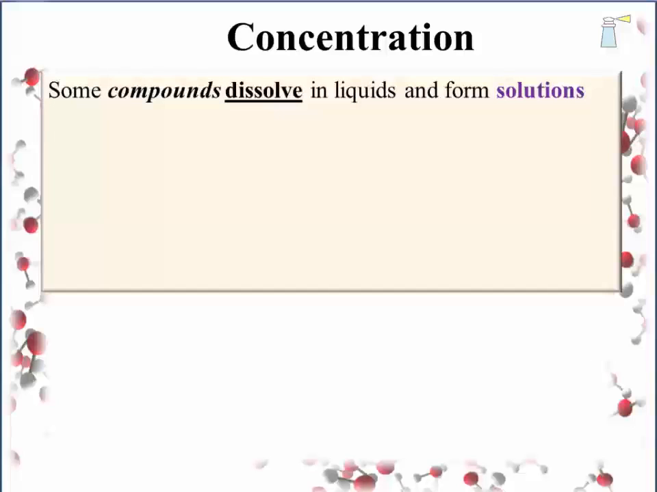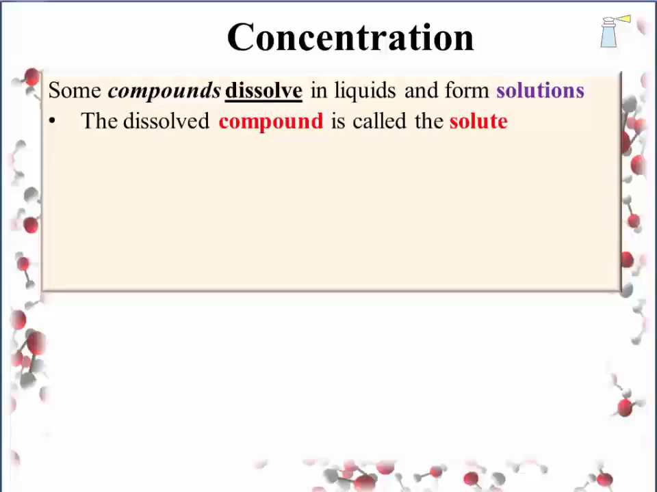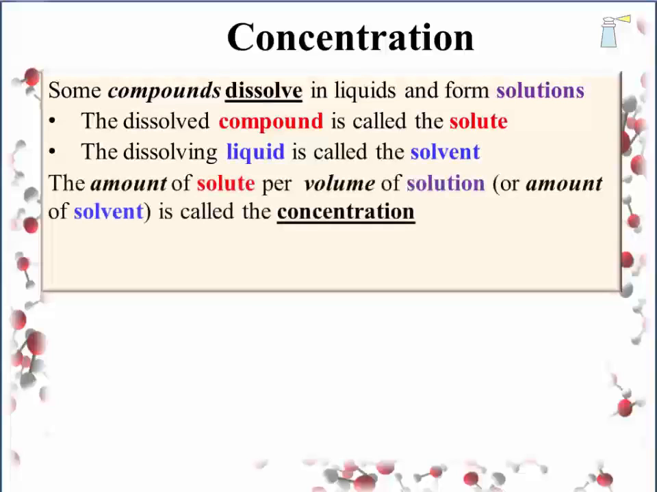Some compounds dissolve or dissociate in liquids and form solutions. The dissolved compound is called the solute, and the dissolving liquid is the solvent. The amount of solute per volume of solution, or in some cases the amount of solvent, is called the concentration. Concentration is a ratio or a fraction.